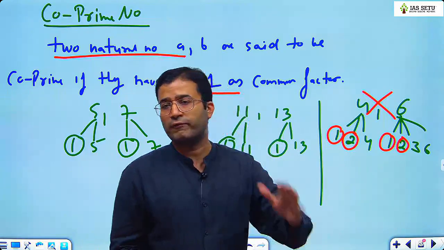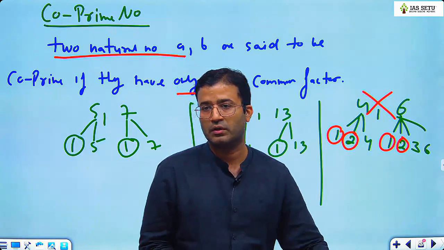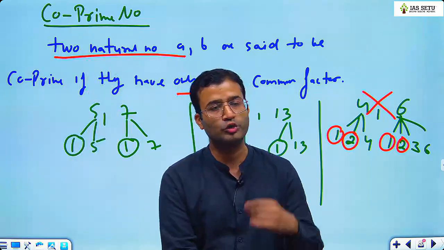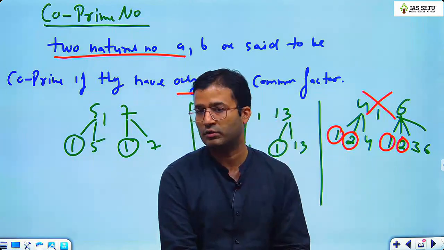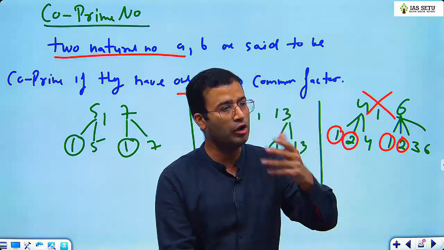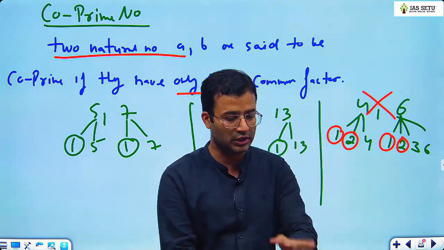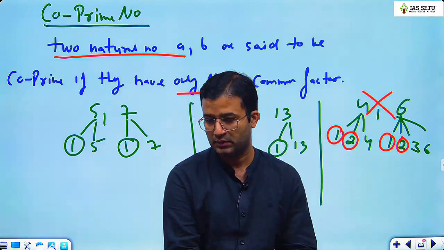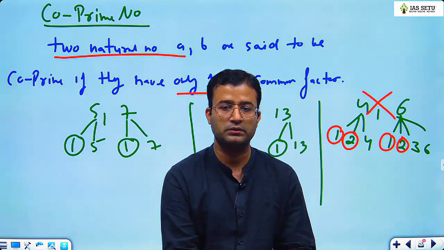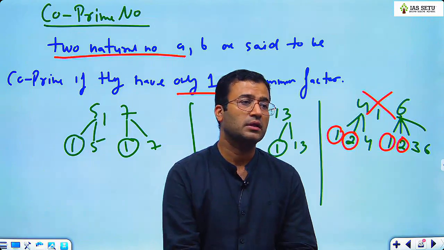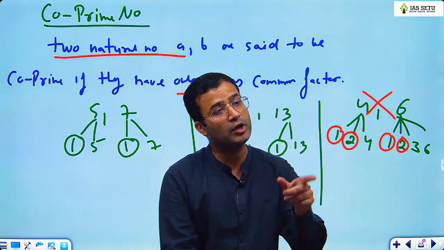There is a wonderful observation. Prime number are necessarily co-prime. दुनिया के कोई भी दो प्राइम नंबर ले लो, you take any two prime number, they are always co-prime to each other. लिख लो, prime number are necessarily co-prime. But composite number can also be co-prime.